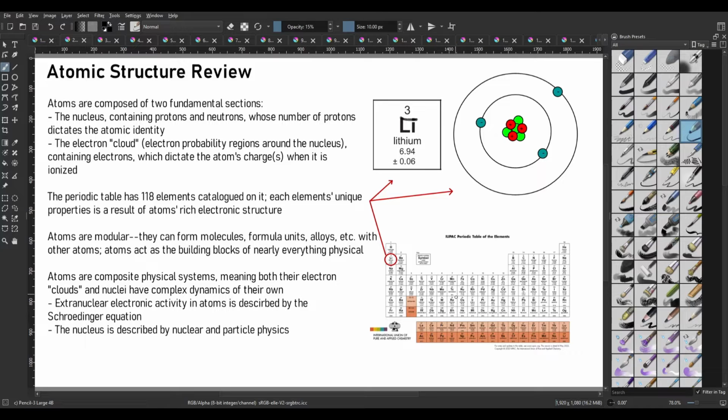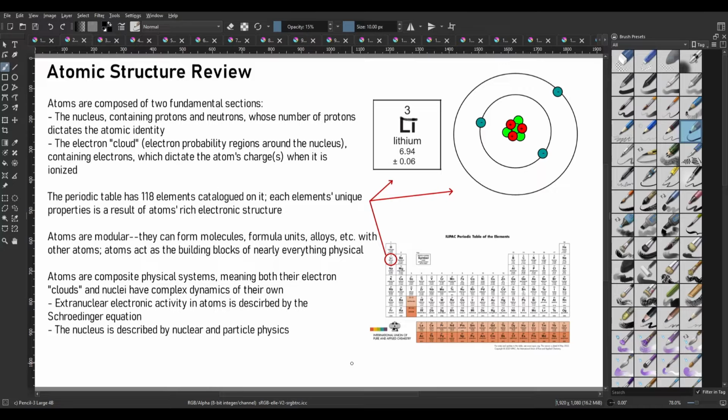And atoms are absolutely modular. They can form molecules, formula units, alloys, etc., whatever, with other atoms. And they act as the building blocks of nearly everything physical. And another thing that's important to note is atoms are their own composite physical systems. Their electron clouds and nuclei have their own complex dynamics right here, or down here now.